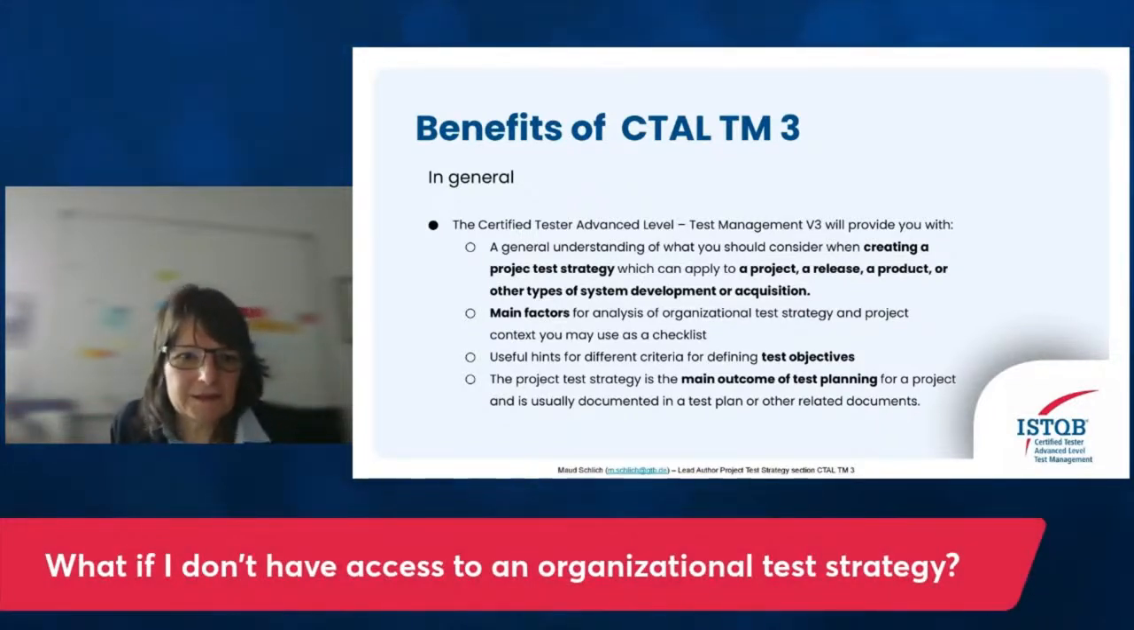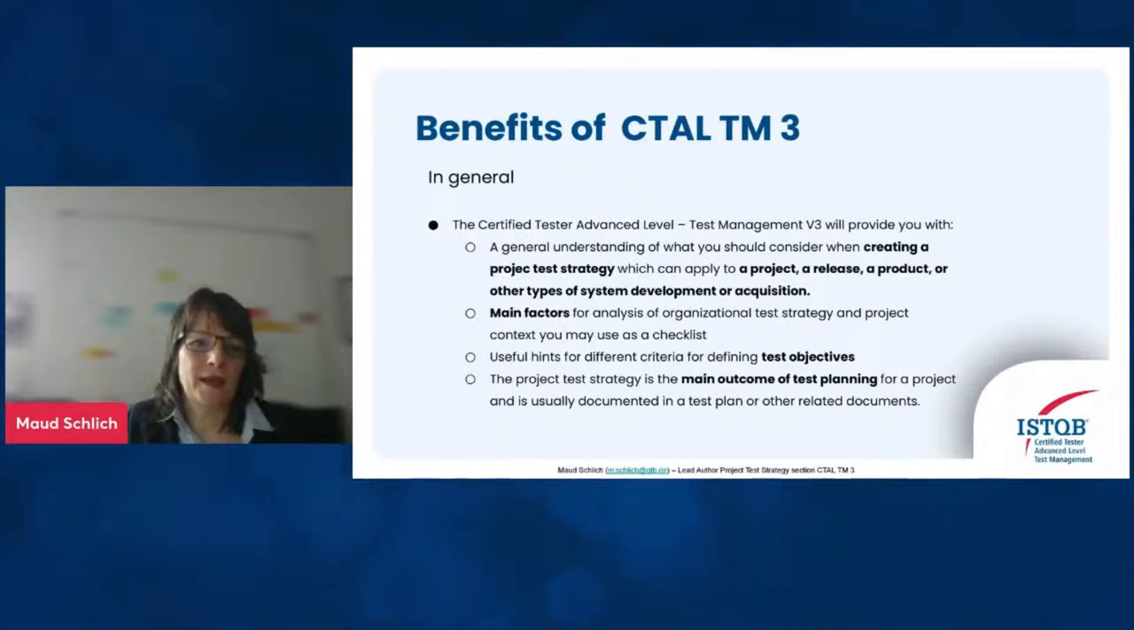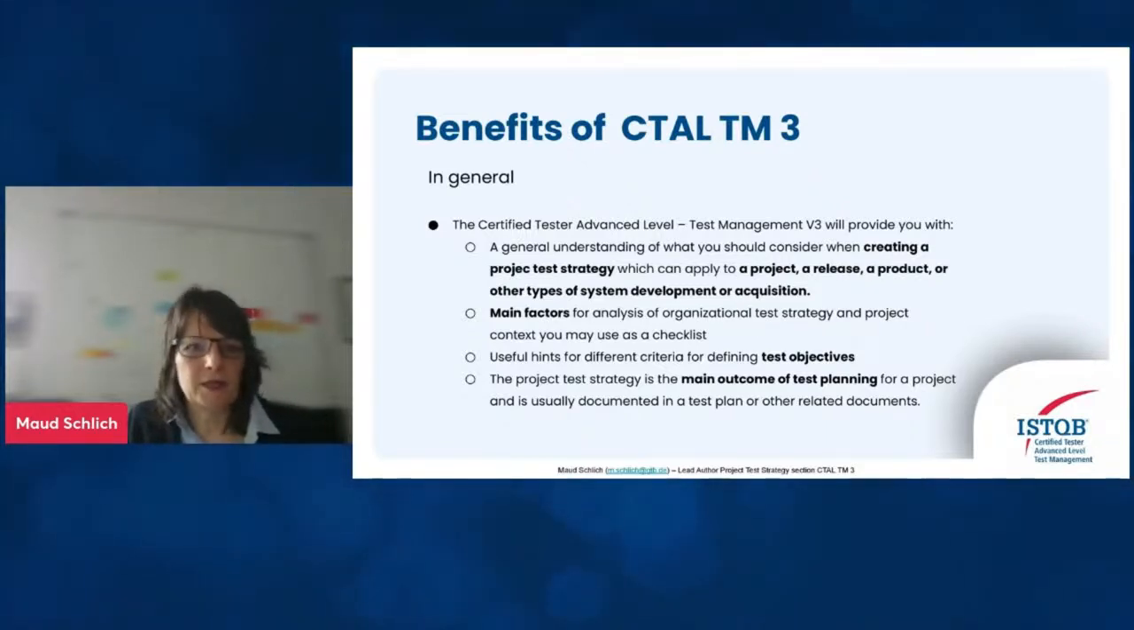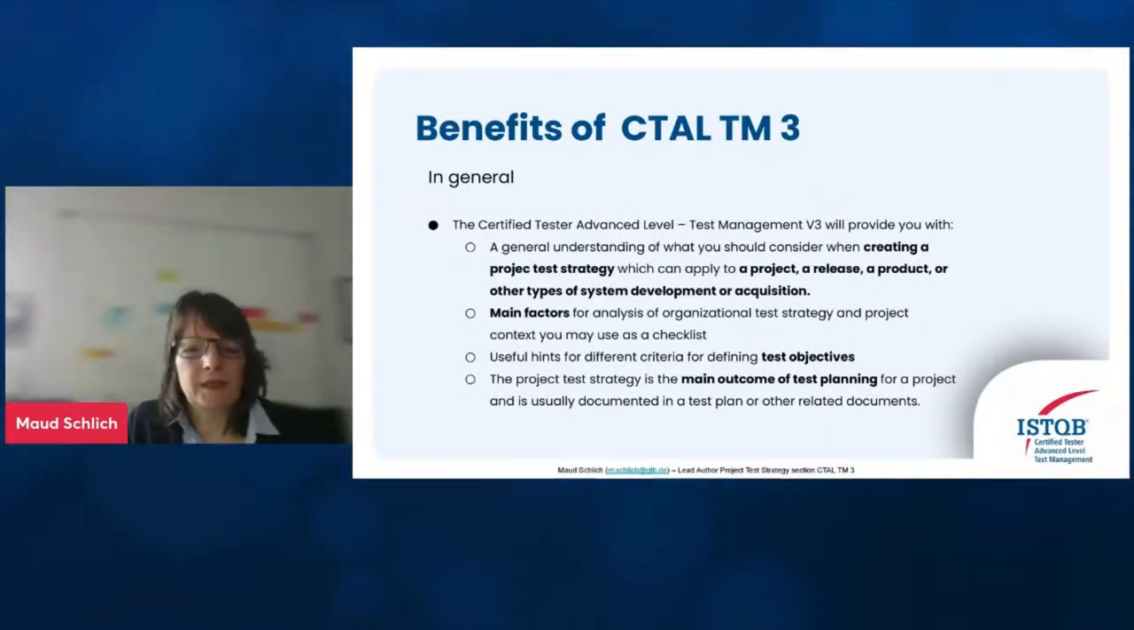Hope that answered this. What if I don't have access to an organizational test strategy? Well, yes, then you have to try to get the information. You would need to consider this from the appropriate stakeholders. Go to your management, ask them if there are some organizational goals. Ask quality assurance, ask other test managers. I've once been in a company where all the test managers met at least twice a month. And this might be some sort of premium where you could ask for this.